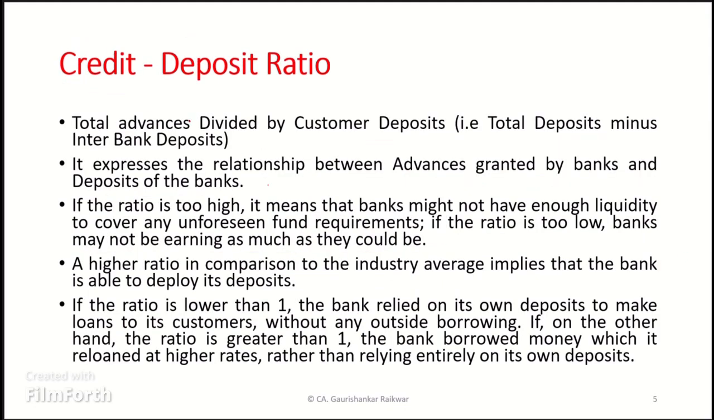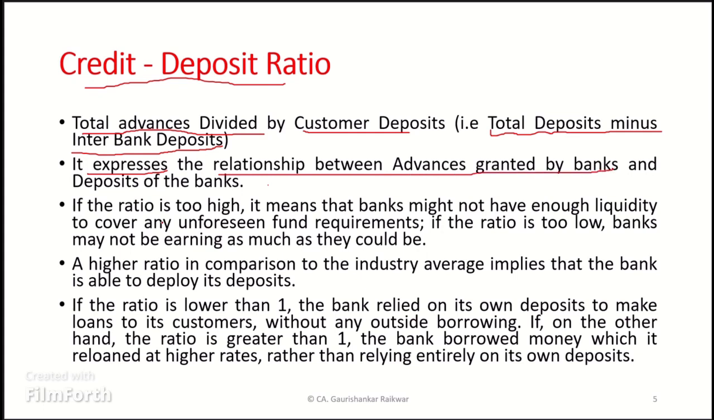The next ratio is credit deposit ratio. The formula is total advances divided by customer deposits. Friends, please take into consideration, here we are deducting the interbank deposit from the total deposit. It expresses the relationship between advances granted by banks and deposits of the bank. So this is the relationship between the credit extended by the bank against the deposit it has.